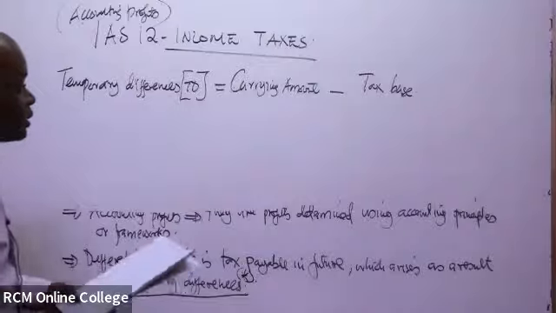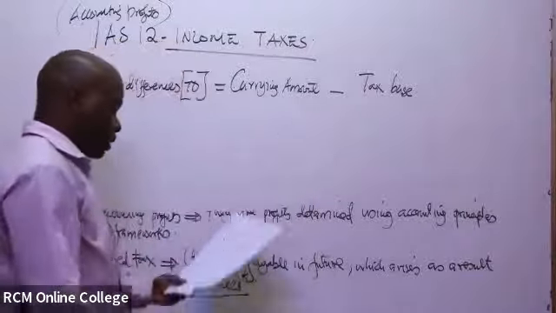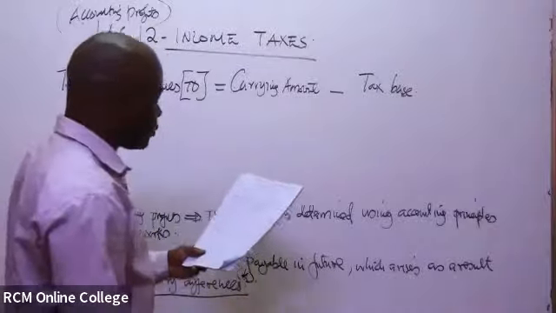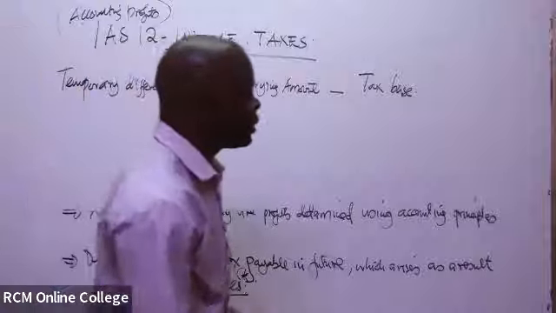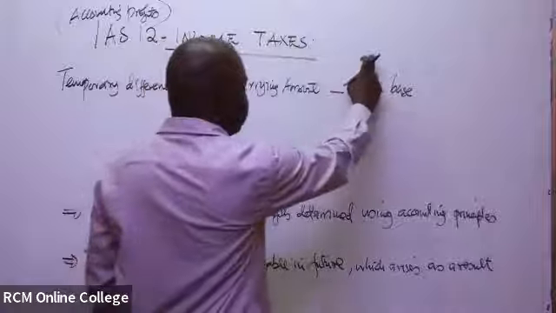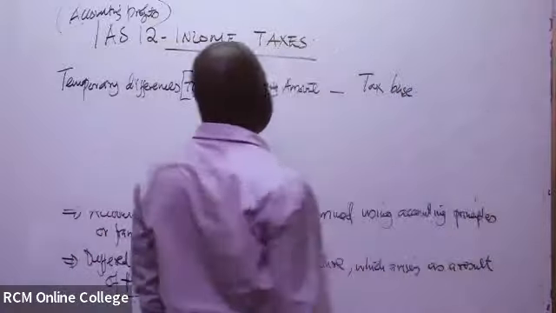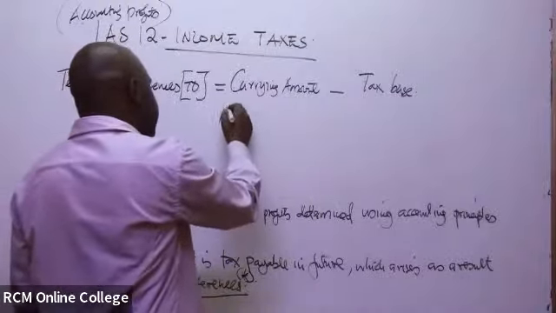So this carrying amount is what will be determined by the accountant, or you can refer to it as the net book value. So when you prepare the balance sheet, you normally do what? Cost minus depreciation. Then of course you get what? The NBV. So this carrying amount is the NBV. It is the net book value.